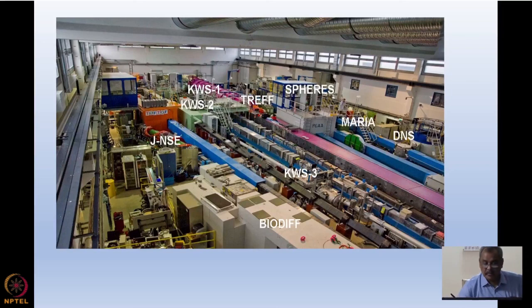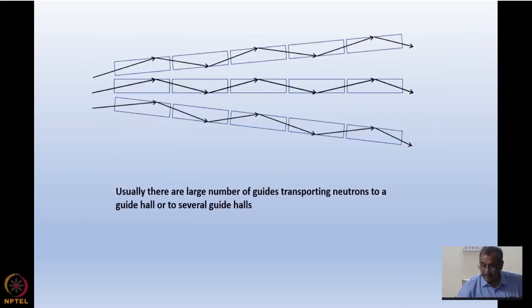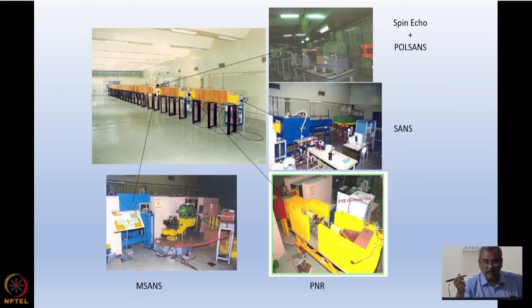So that's what I was showing you in this picture. There are lots of instruments on a single guide. This is the guide hall in Dhruva. The left top photograph is when the guides were just installed. There are two guides and there are two gaps in this guide. One is 36 meter long, the other one is 21 meter long. And here we have three instruments. One is a medium resolution small angle neutron scattering instrument, a conventional SANS instrument at the end of the guide as I showed, and then a polarized neutron reflectometer here, and there was a spin echo instrument supposed to be installed on another guide.